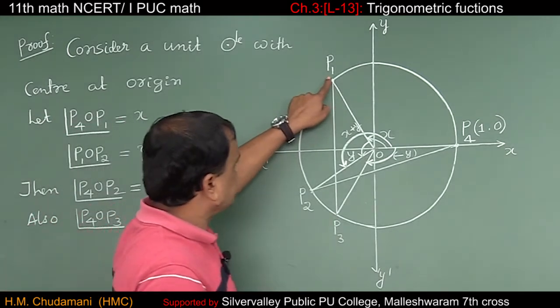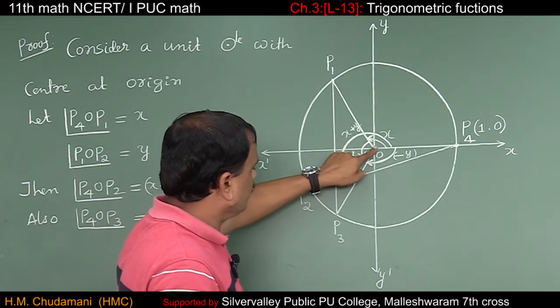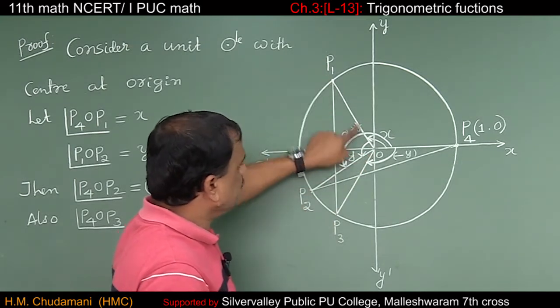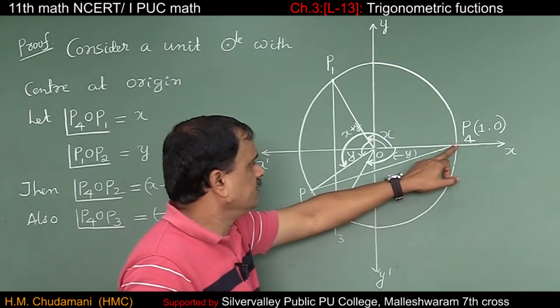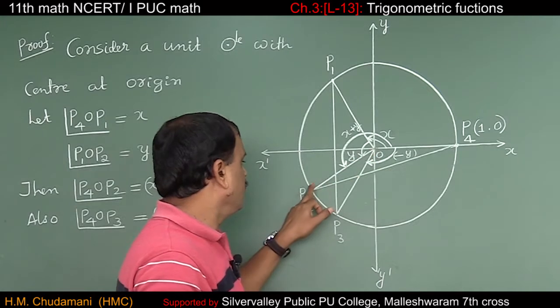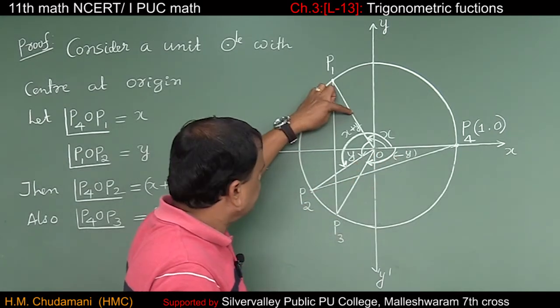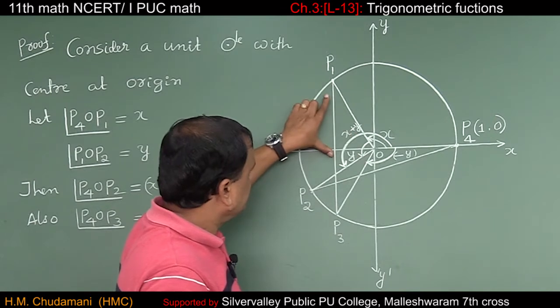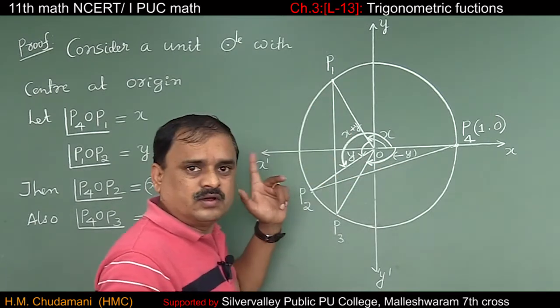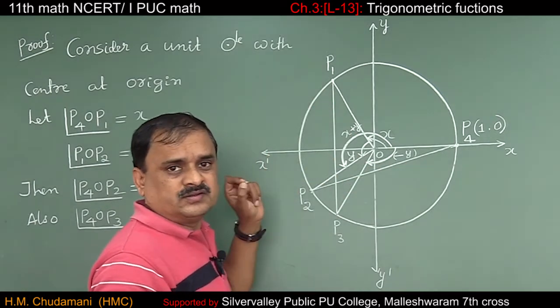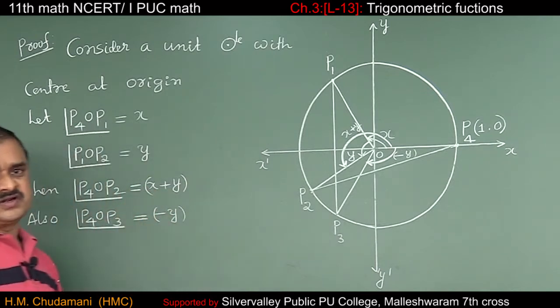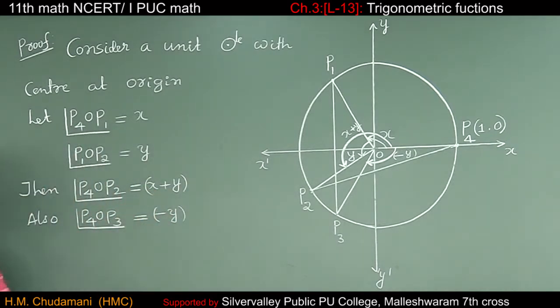Now observe the triangles P1 O P3 and P4 O P2. This is radius. In this triangle, this and this are radius. Even these two are also equal. So they are congruent triangles.